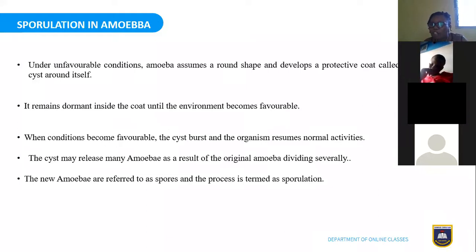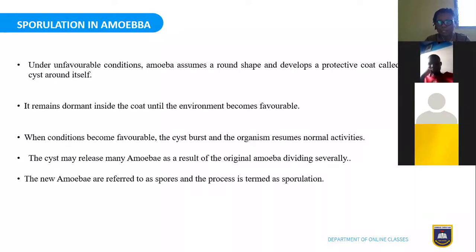The amoeba assumes that round shape and then develops something like a coat around it. And the name of that coat is called what? Cyst. So we say the amoeba forms a cyst around itself. Now, when the amoeba forms the cyst around itself, it becomes dormant, or inactive. Anytime an organism forms a cyst around itself, it is trying to become dormant because conditions are not favorable. If I don't wear the raincoat, I'll suffer from cold and die off. So the amoeba puts on the raincoat and becomes inactive, hides itself in that raincoat until the rain stops, before the coat is removed. That's what I wrote in the second point: it remains dormant inside the coat until the environment becomes favorable.